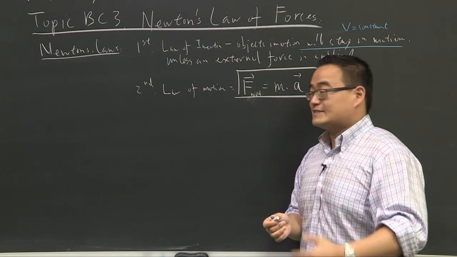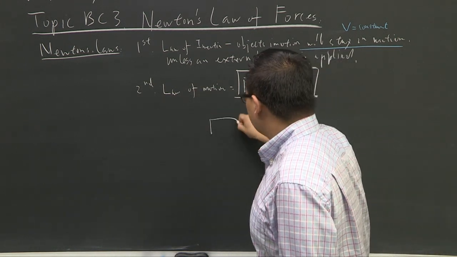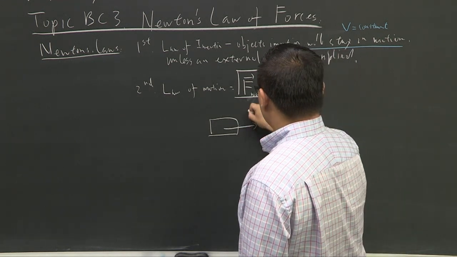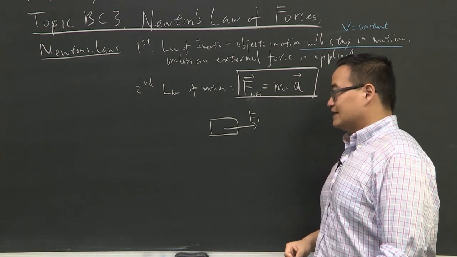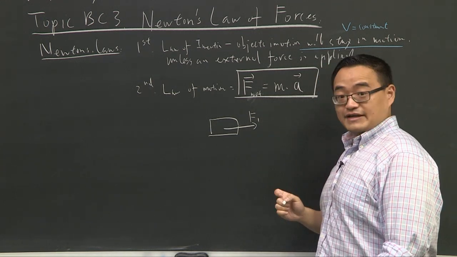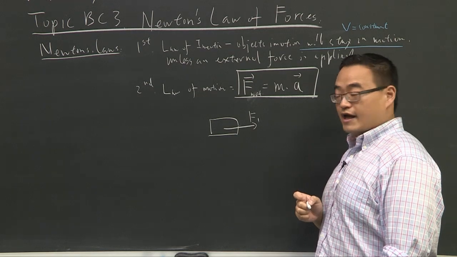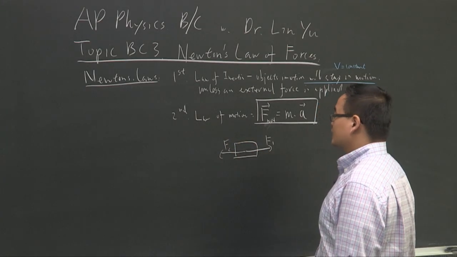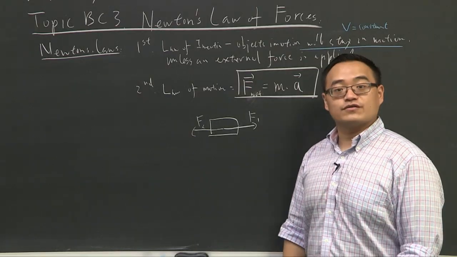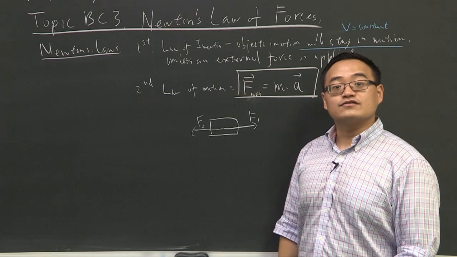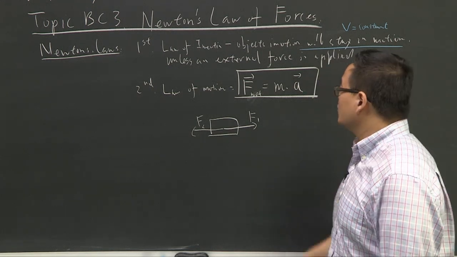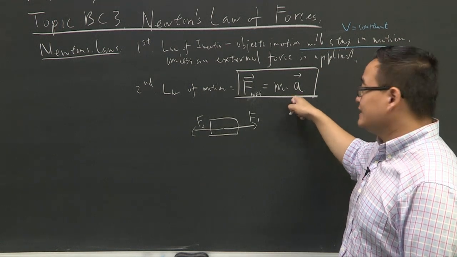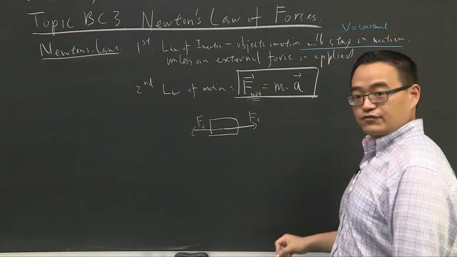What does that mean? Let's say you have an object right here in the middle. If I apply force in this direction only, that is going to be my net force. If I apply force in the opposite direction with the same magnitude, what is your net force? Your net force in this case is going to be 0, which means you will not have any acceleration. The key here is net force.